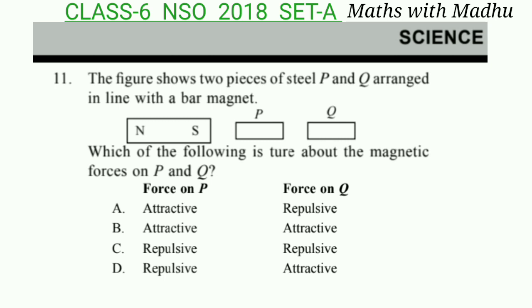Look at the figures carefully. Pieces P and Q both are made up of magnetic material, that is steel. So both will get attracted towards the magnet. So the answer will be option B. Force on P is attractive force and force on Q is also attractive force.